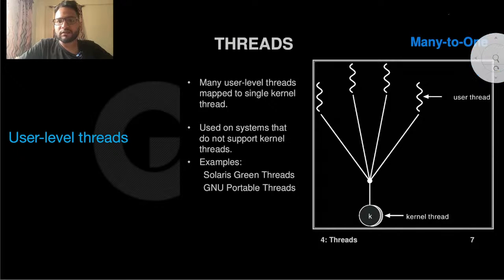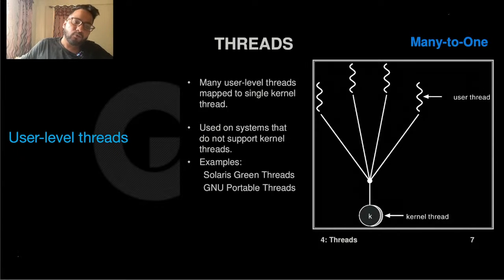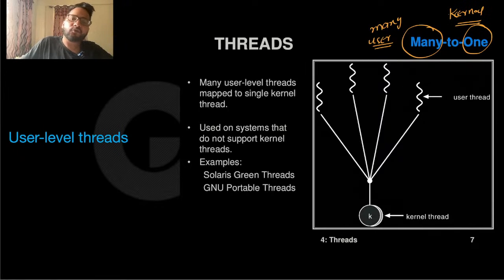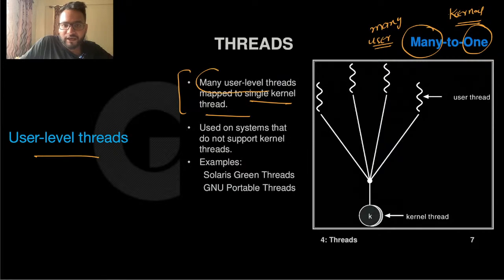So let's see what many to one means. It says that you are having different user level threads. Many means there are many user level threads, and there is only one kernel level thread. For the kernel, or for the operating system, this is just one thread. That is why these user level threads are also called many to one threads. Many user level threads map to a single kernel thread. Many is used for the user level threads, and one is used for the kernel level thread.